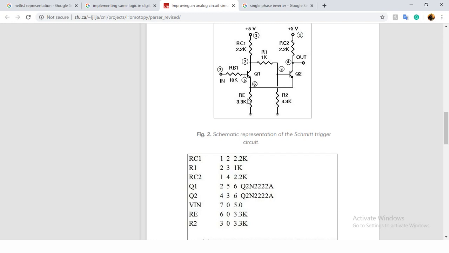Parameter optimization means we'll be tuning to find the values of these passive elements. For example, I have this output voltage as 5 volt average. To get 5 volt average, you need to understand what the value of RE is, what the value of R2 is, what the value of RC2 is, what the value of RC1 is, and all these things.